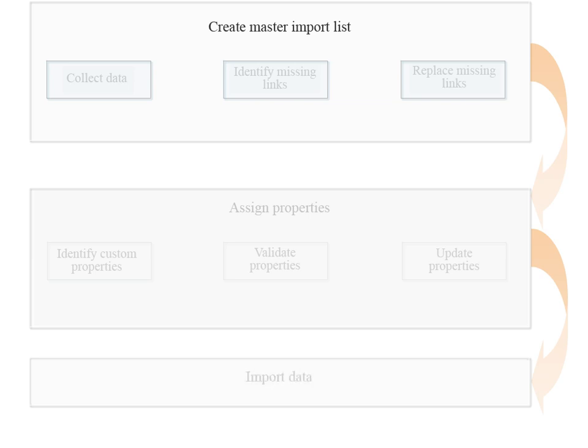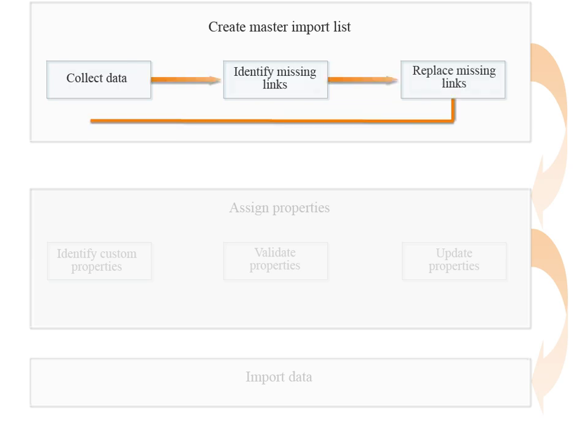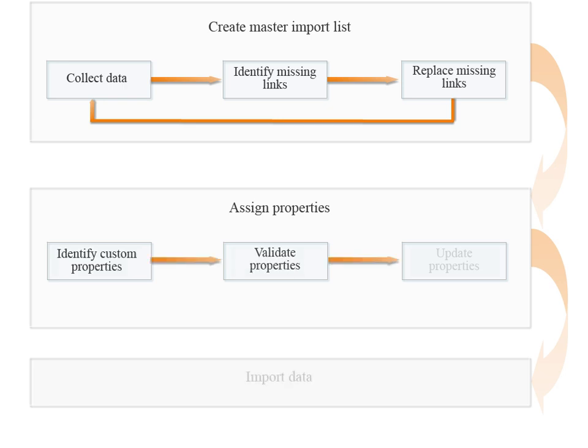To create a master import list, you collect data, identify missing links, and replace the missing links. You can repeat these steps as many times as necessary to fix all links to significant data. The second step in preparing your data for import is assigning properties. To assign properties, you identify custom properties, validate them, and then update the properties. After you create the master import list and assign properties, you are ready to import your data.